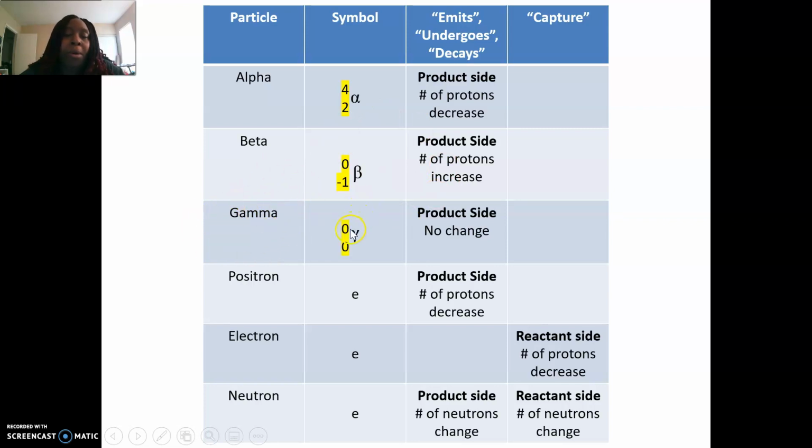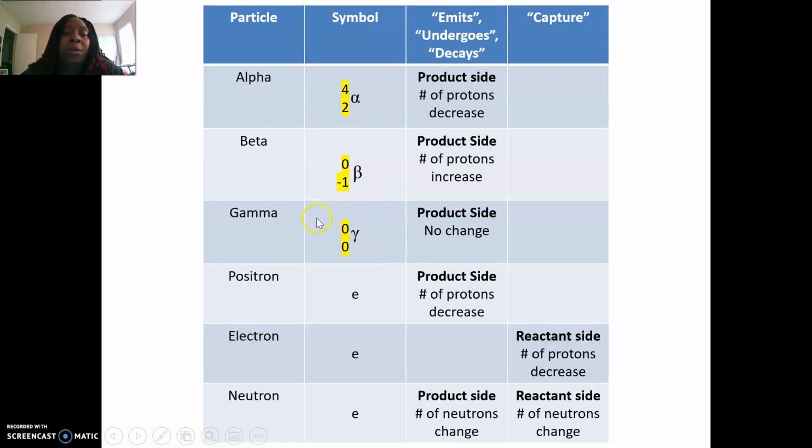For gamma, remember, it does not contribute any mass. It does not contribute any charge. If you see something with emits, undergoes, decays, it's going to be on the product side. If it's by itself, it's not going to change anything, because it does not contribute to mass or charge. But the big thing is that gamma radiation can be emitted or given off with other types of radiation. So you may see a problem where it says this atom undergoes gamma and beta decay. And it'll be up to you to figure out how to write that depending on what you see in the problem.